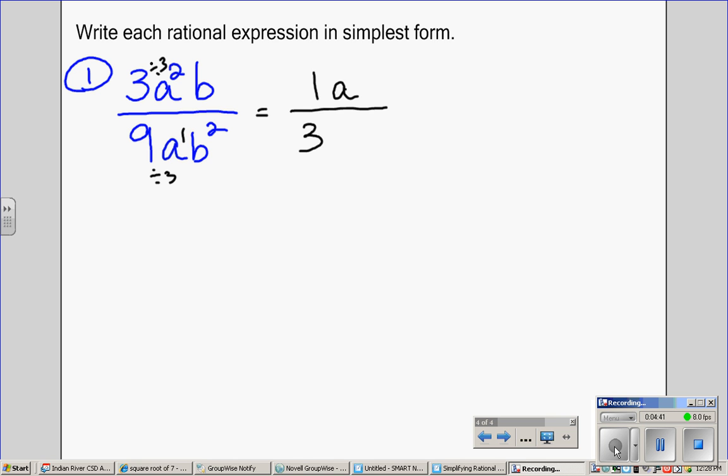Next, the b's. Notice we have one b on the top and two b's on the bottom. You still want to subtract your exponents, but you want to write your answer where there are more. You might hear me say top heavy or bottom heavy, meaning there's more letters on the top or the bottom. The b's, there are more on the bottom. So when I subtract, I want to put my b on the bottom. Now, you don't have to write the 1 in the answer, so I would simplify this down to just a divided by 3b.